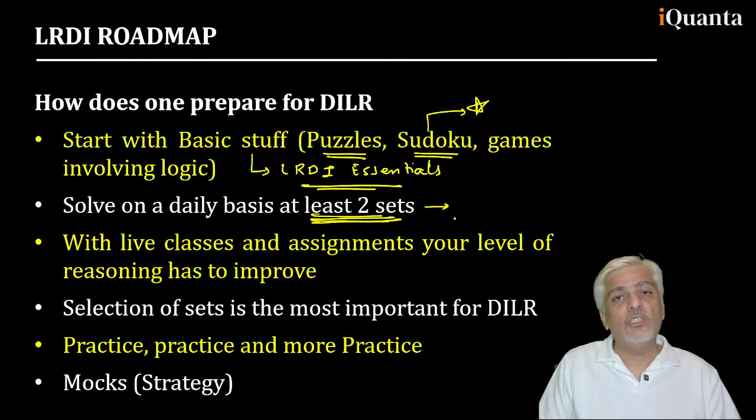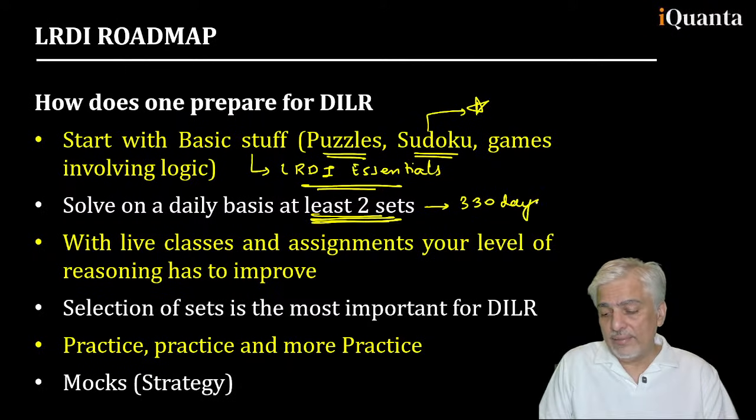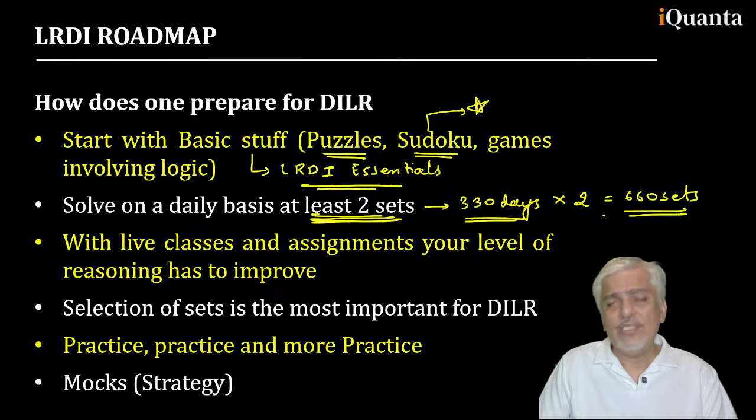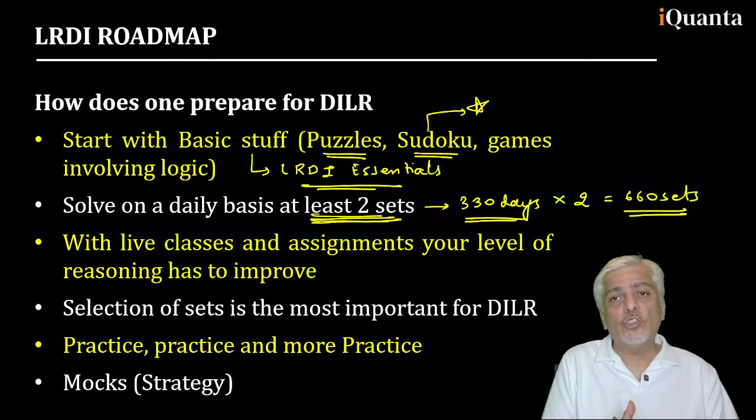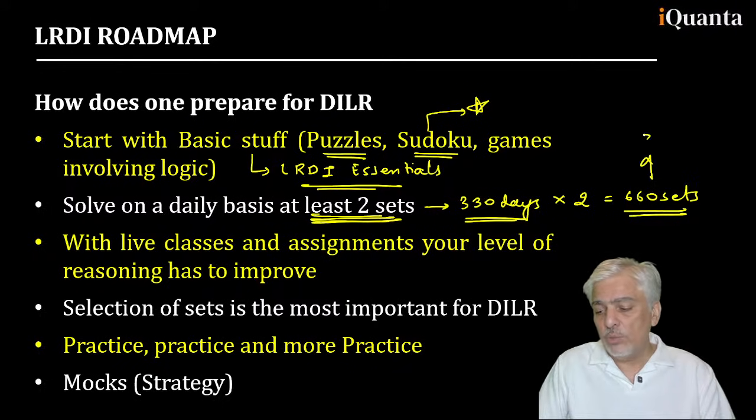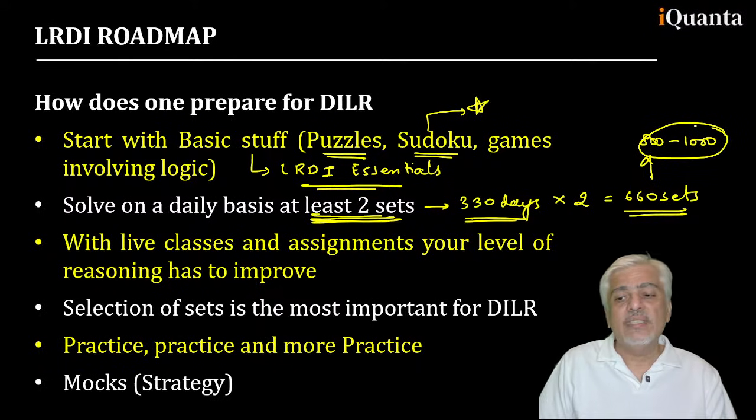From here onwards, you have approximately 330 days to CAT. If I talk about 330 days to CAT, and if you're solving 2 sets a day, it's around 660 sets. Obviously, towards the end, in the last few months, you will have to put more pressure on yourself and solve maybe 3-4 sets. And hence, you can reach around 800 to 1000 sets. This should be your total benchmark for the whole year, that I need to solve approximately 800 to 1000 sets.